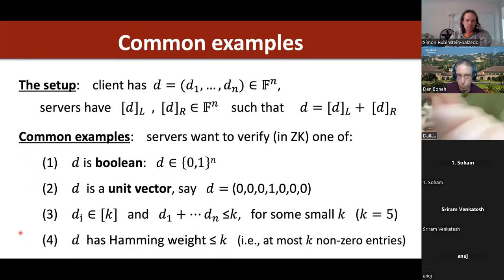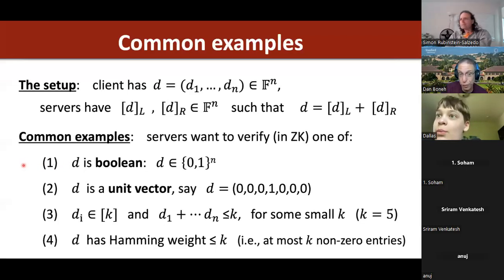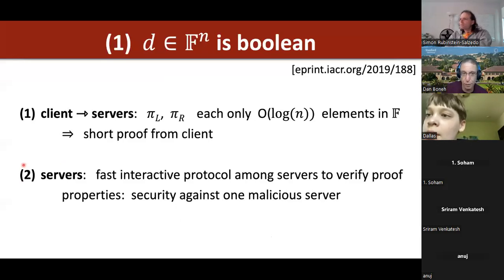Basically, our specific example that we had before was that D is Boolean. Yes, exactly. The example we had before was just case 1, which is actually the thing that I'm going to talk about the least. I'll just tell you that to prove that a vector is Boolean, the clients can actually send only log n elements. If the vector has length n, you only need to send log n elements as a proof. And that already lets the servers verify very efficiently that the vector is Boolean. But I'm not going to show you how to do that.